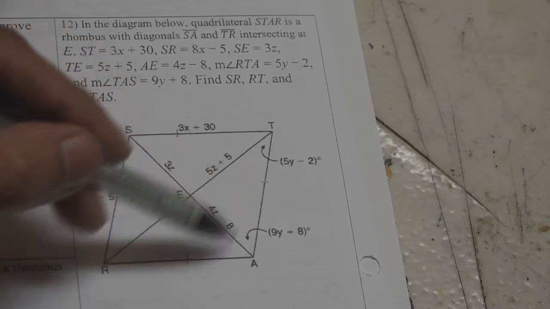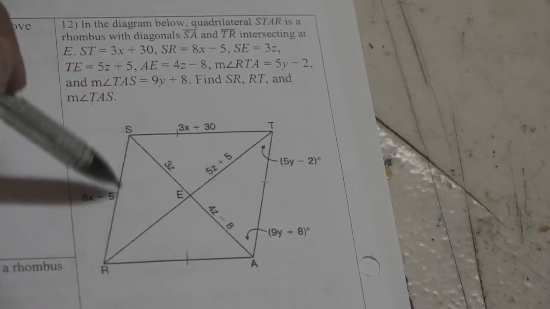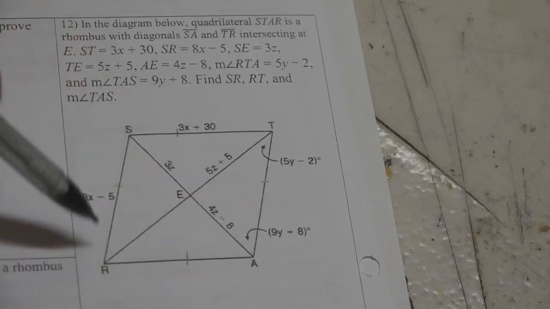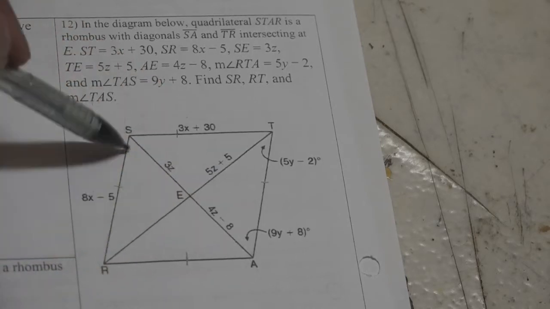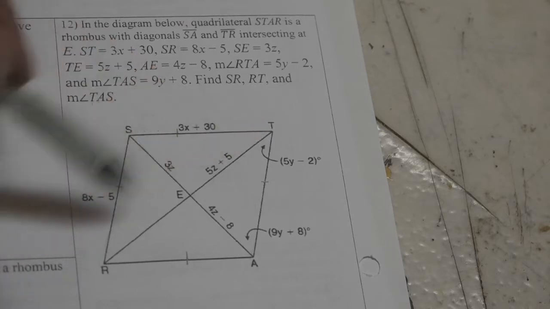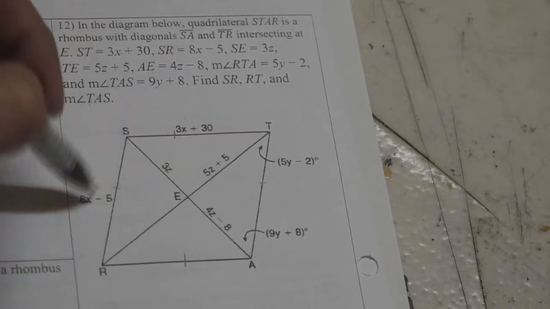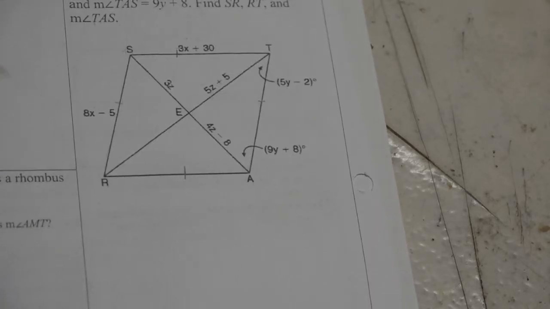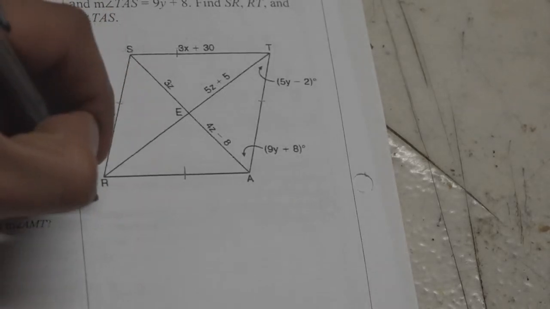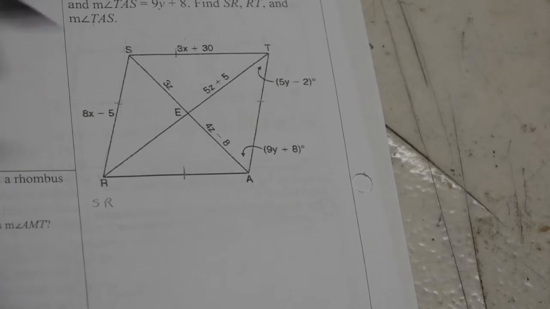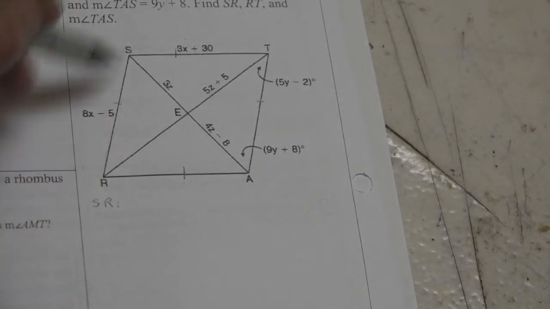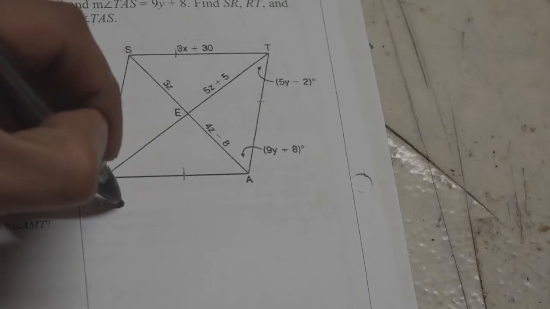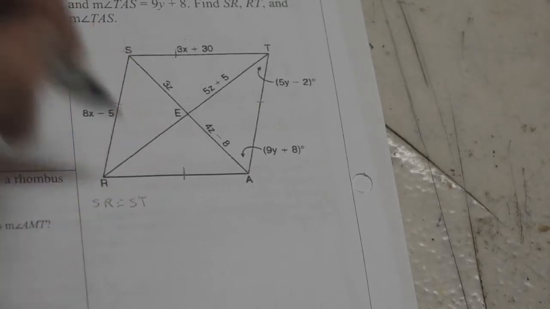Maybe if all sides are congruent, that means that all sides are equal in length. Therefore, this side should be congruent to this side, so they have the same length. So I could just equal them to each other. That's exactly what I'm going to do. I'm going to start finding SR, so I'm going to equal SR to ST.